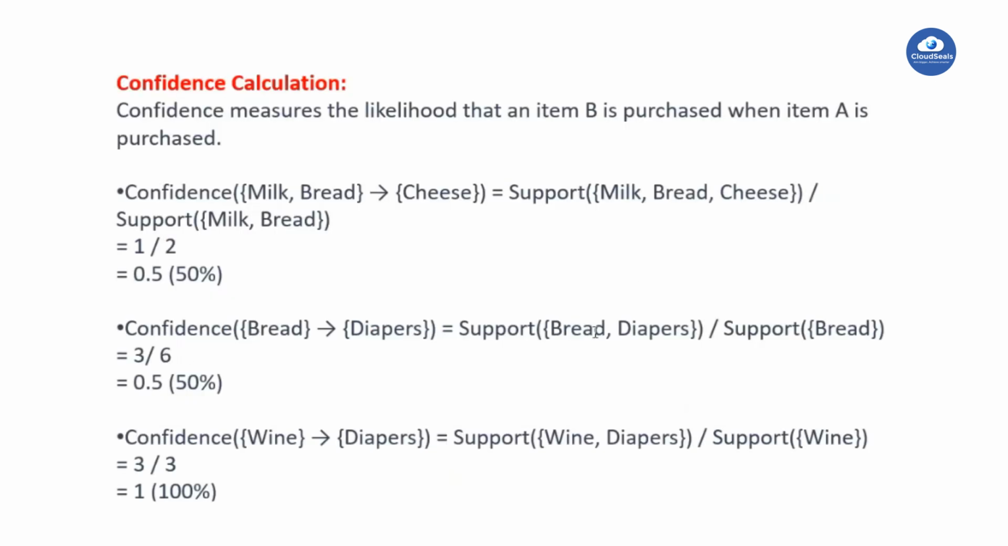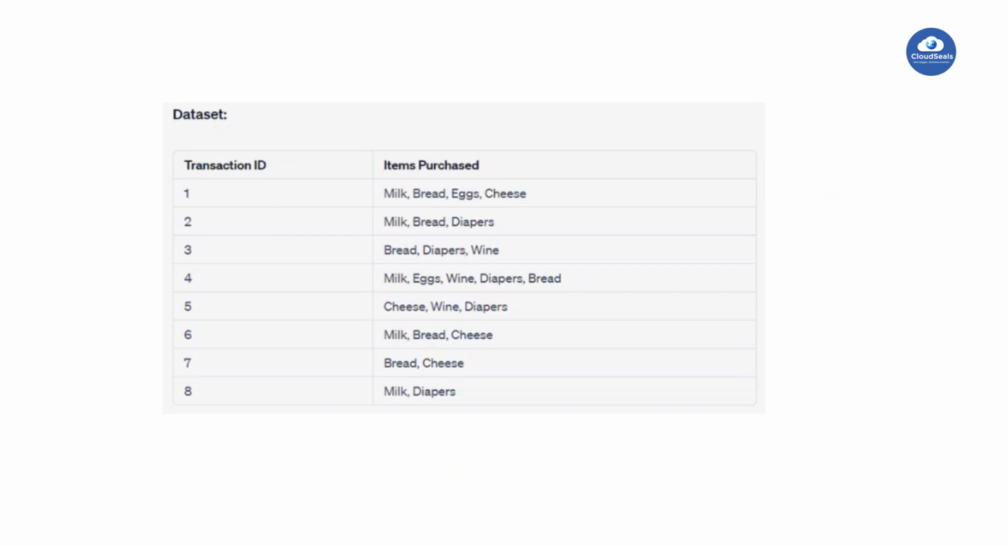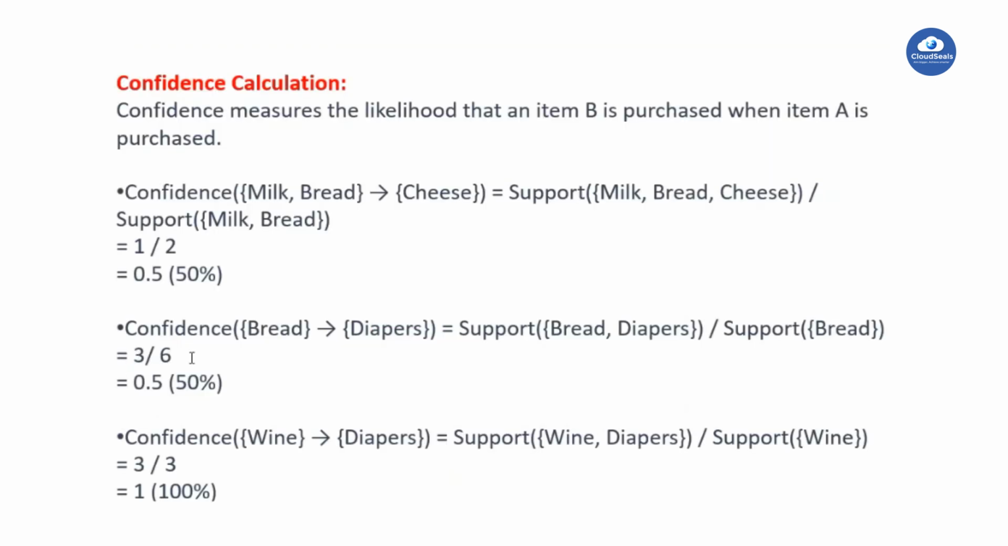Then with the combination of bread and diapers, how many bread and diapers are there? Here is bread, but there is no diaper. 1, 2, 3. How many combinations do we have? 3. That means the support is 3 by the total transactions 8. So 3 by 8 divided by 6 by 8. The denominator 8 will be cancelled. 3 by 6 means 0.5. That is 50%.